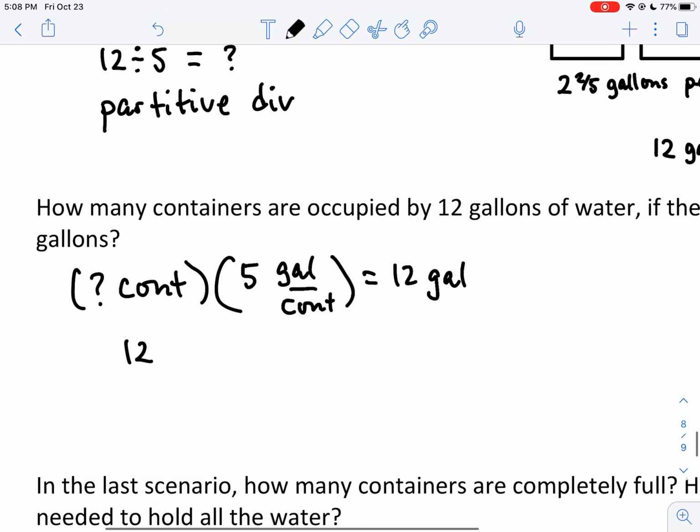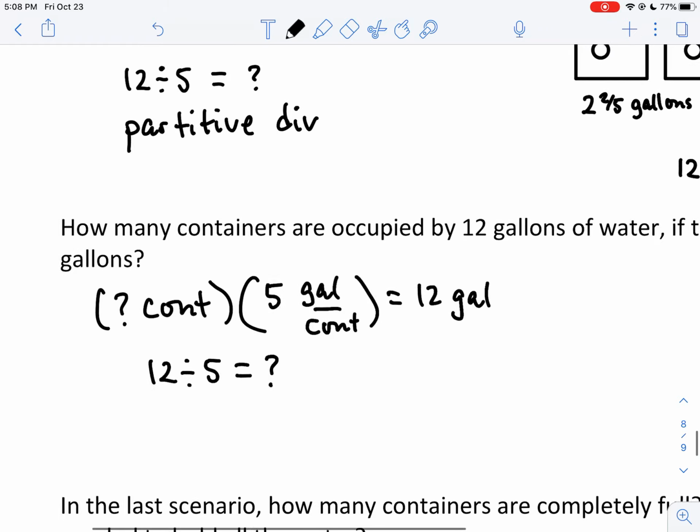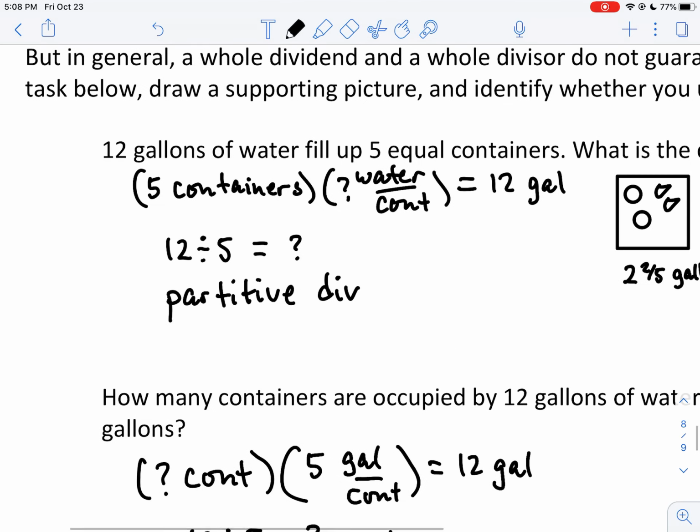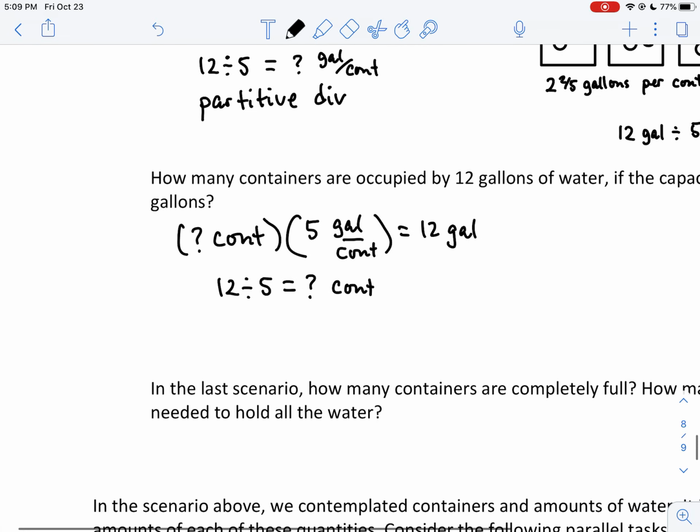So you can clearly see this is a missing multiplier. And we're still going to do the operation of 12 divided by 5 to get our answer. Our answer is going to be in terms of containers. And up here our answer was in terms of gallons per container. It's probably a better way to say that: instead of saying water per container, say gallons per container. And this is a quotative.